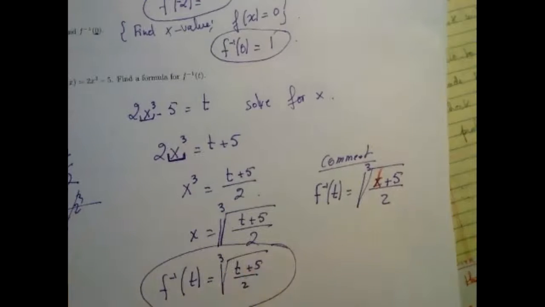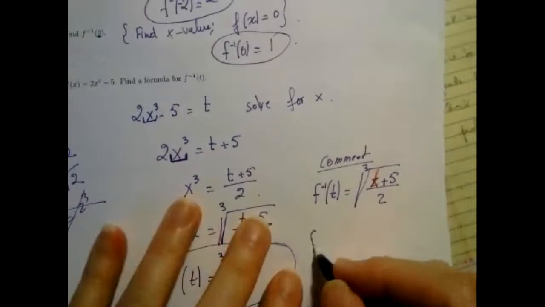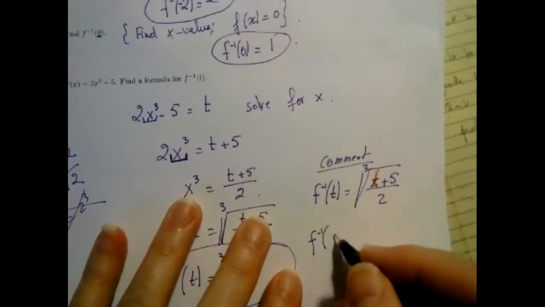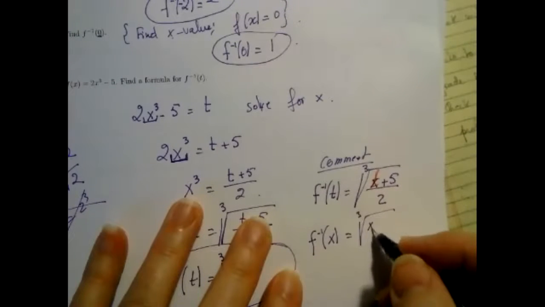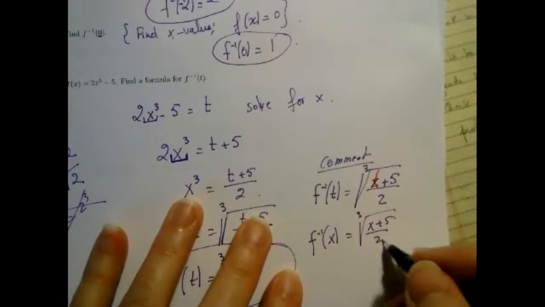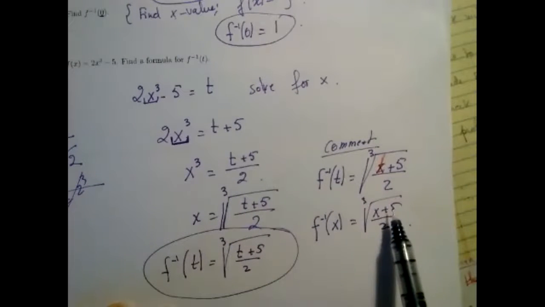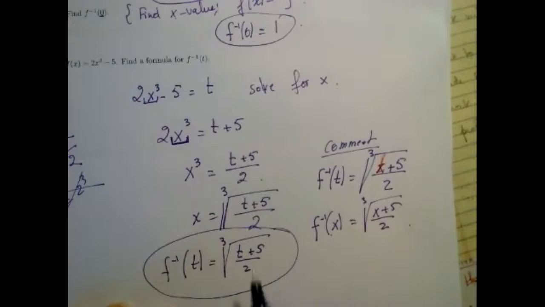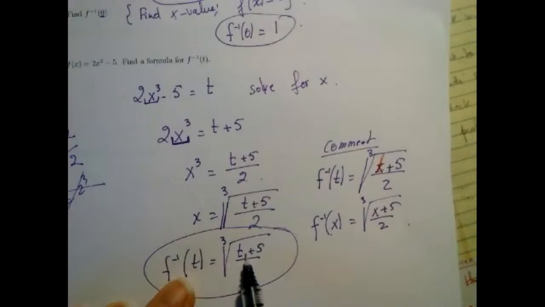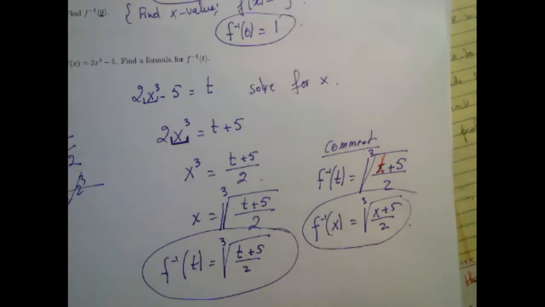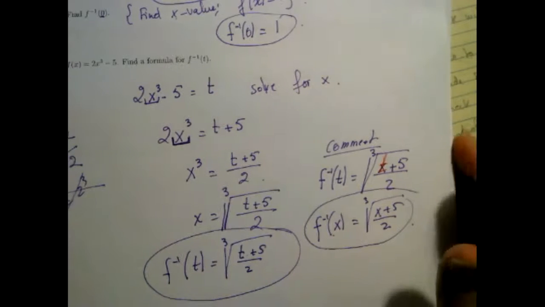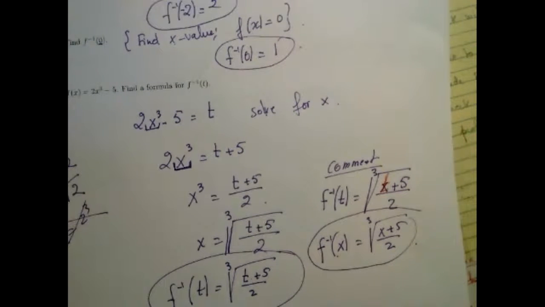If you want to write x, it's correct, but then that's what you should write: f inverse of x is the cubic root of (x plus 5) over 2. So if you want to write x, you have to write x here. If you write t, this should be t. If you write x, this should be x. So we have the same name of the variable. Okay, questions please as I am talking.